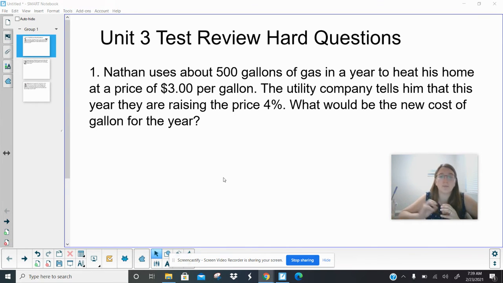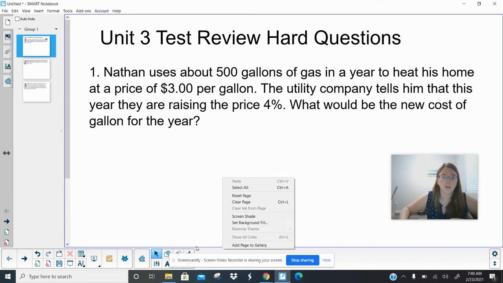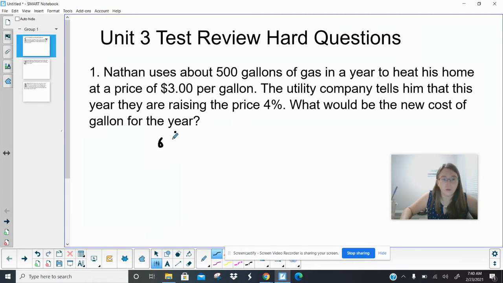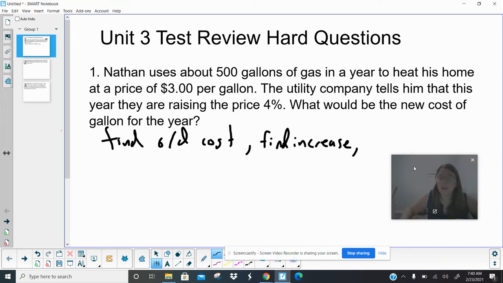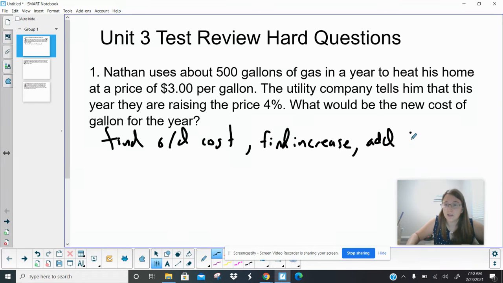So this first question is talking about a price increase. Any question that ever talks about a percentage increase, even if it's not money, if it's talking about the percentage increase of COVID cases or the percentage increase in childbirth, whatever, the math is still the same. What you need to do is find the old cost, then find the increase, which is a percentage of the old cost, and then add the increase to the old cost to get the new.